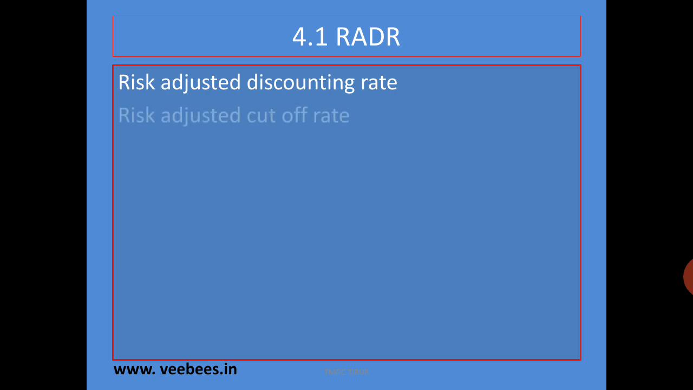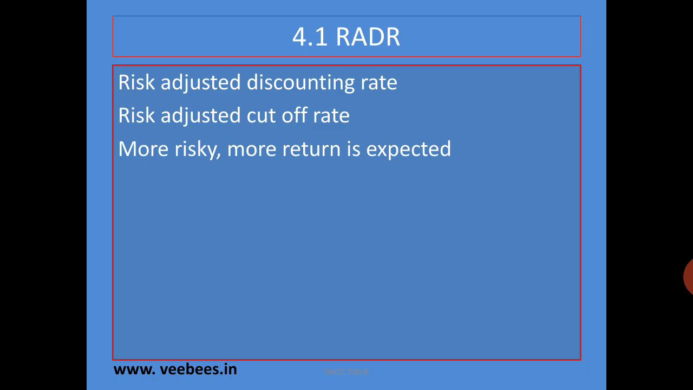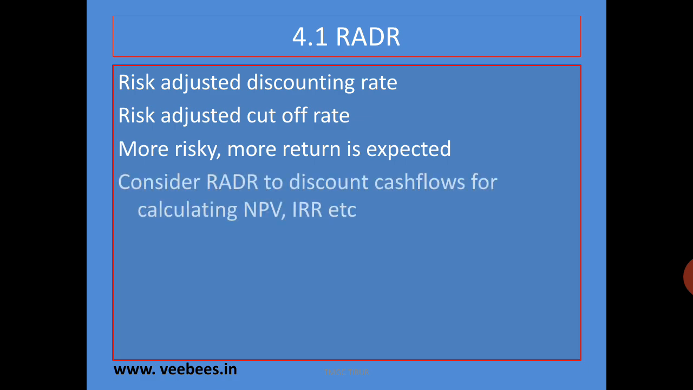In case of risk adjusted discounting rates, we will calculate a risk adjusted cutoff rate. Instead of taking a particular normal rate to calculate NPV or to identify the PVF, we take a risk adjusted cutoff rate. It is based on the assumption that more risk means more return is expected. So if there is more risk for the project, we expect a higher return, so a higher rate is taken to identify present values and present value factors.